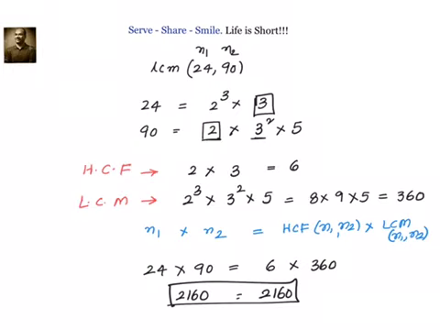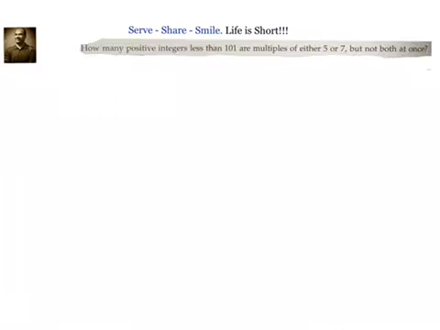Now let us try to solve some more problems related to divisors and multiples and prime numbers together. How many positive integers less than 101 are multiples of either 5 or 7 but not both at once?